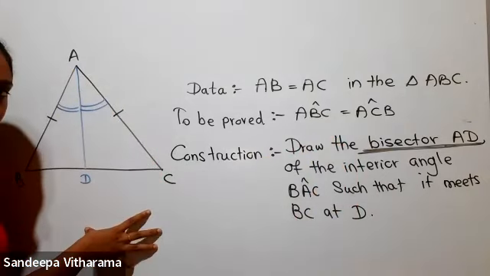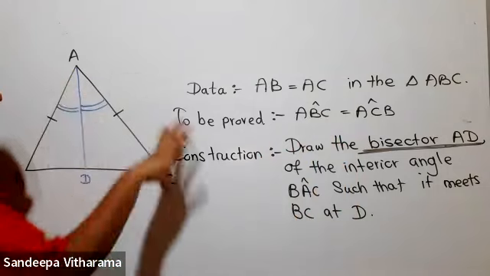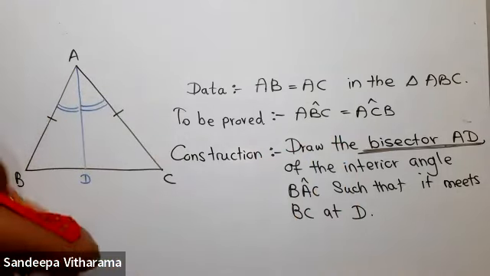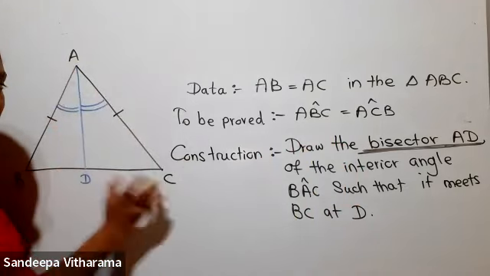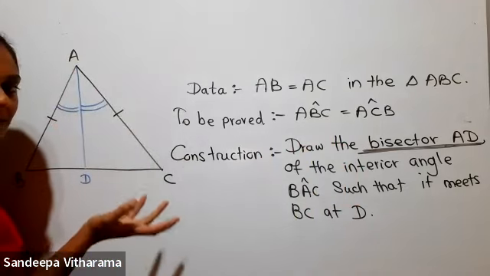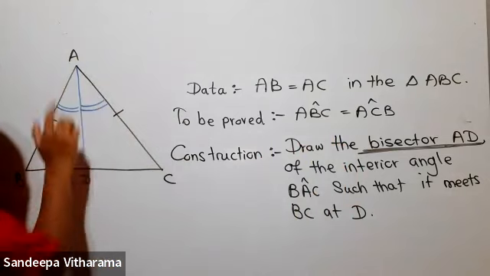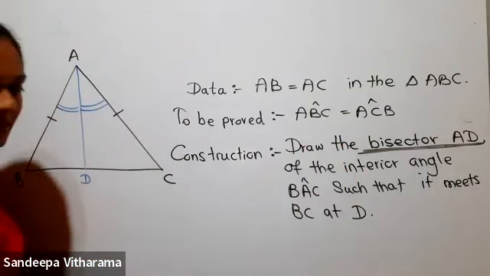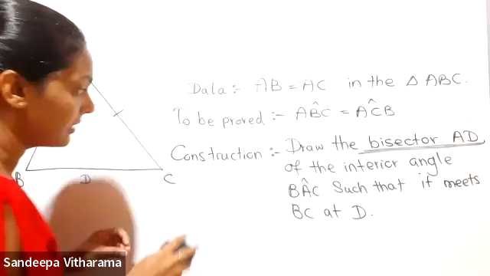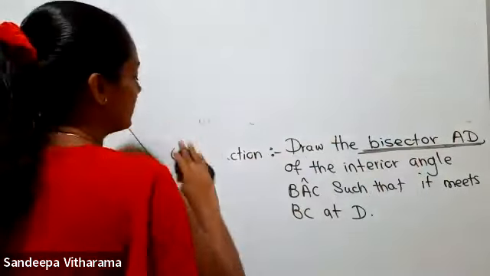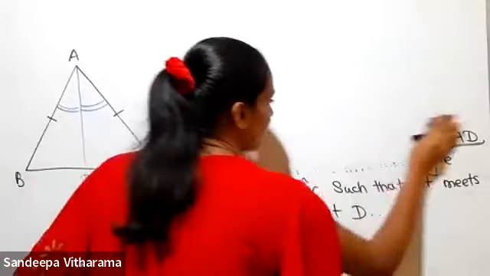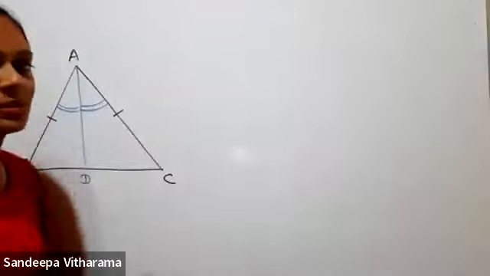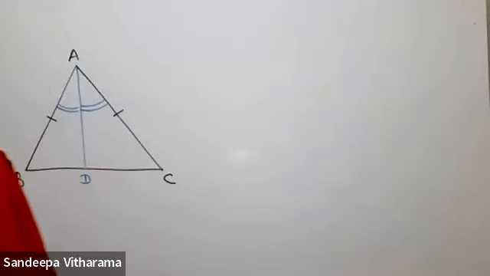ABC is a triangle. Sides AB and AC are equal, and the angle bisector of angle BAC meets BC at D. Here you are asked to show that angle ABC and angle ACB are equal. Then what you have to show is that two angles are equal. The most appropriate way is to prove these two triangles congruent.